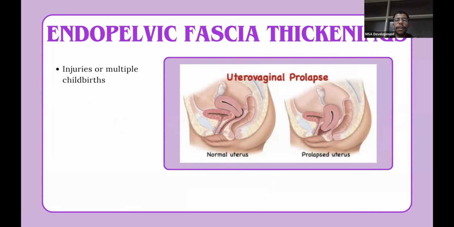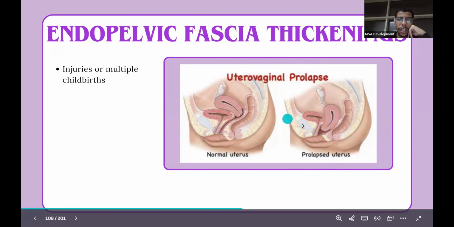It's going to collapse. Now, this is called uterovaginal prolapse. Why? Because the uterus falls into the vagina. Prolapse means that the organ falls out of the body. This can be due to injuries, as we mentioned, or if a lady has multiple childbirths, because it stretches out the vagina and the uterus and can damage the fascial thickenings that we have, the cardinal ligament in them. So if they get damaged, obviously it's going to fall, and this is called uterovaginal prolapse.